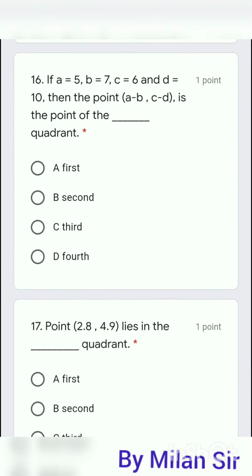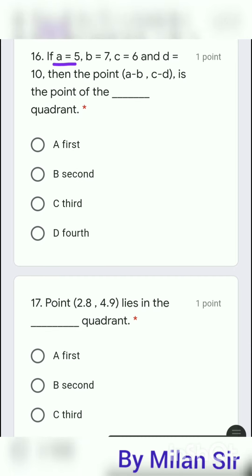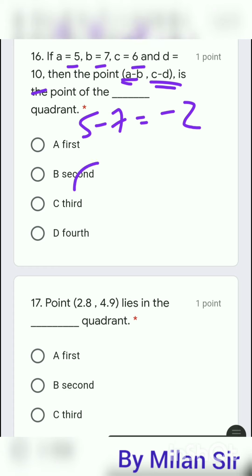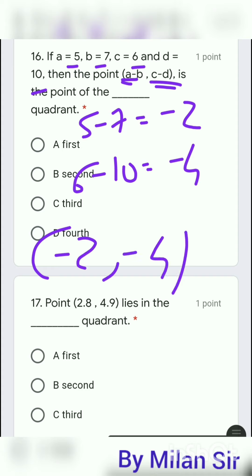After that, question number 16. a is equal to 5, b is equal to 7, c is equal to 6, and d is equal to 10. Then the point (a minus b, c minus d) is the point of which quadrant? So we can find the quadrant by using the sign, right? Here we need to check the sign of both the coordinates. Our first coordinate is a minus b. So a is 5, 5 minus 7, it's minus 2. Here c minus d, so 6 minus 10, minus 4. So our final coordinates are minus 2 and minus 4.